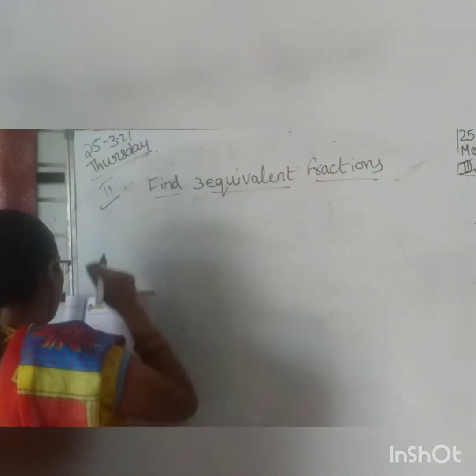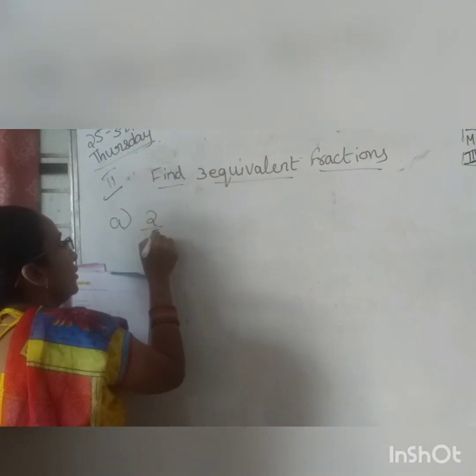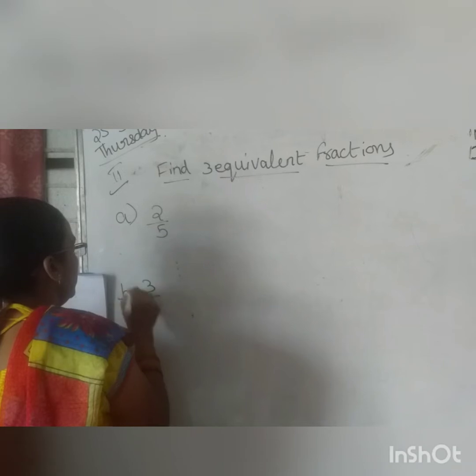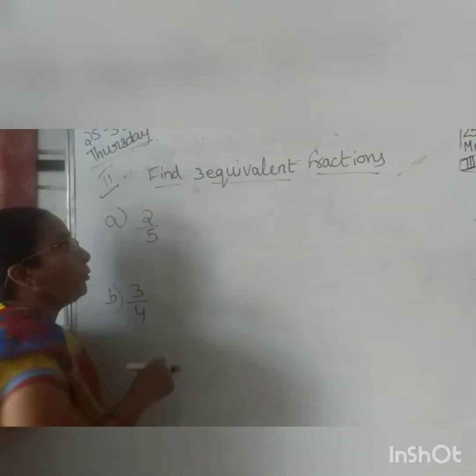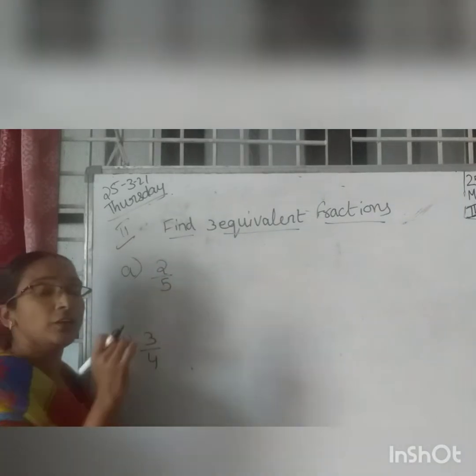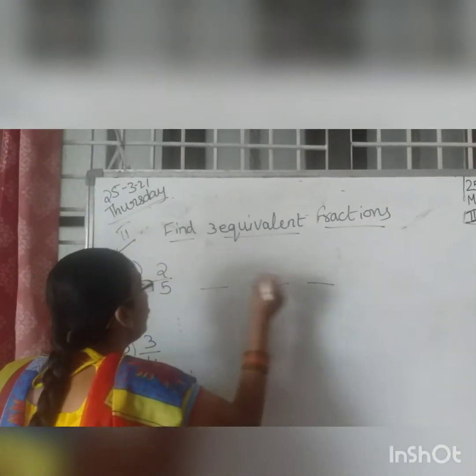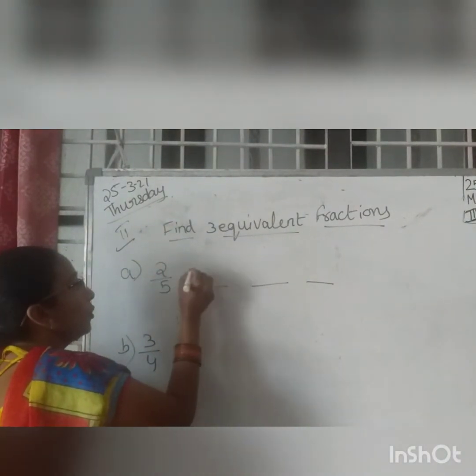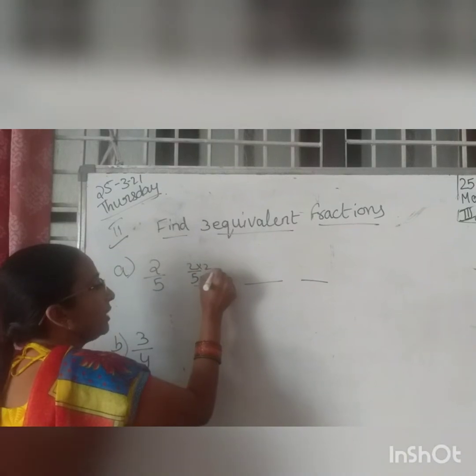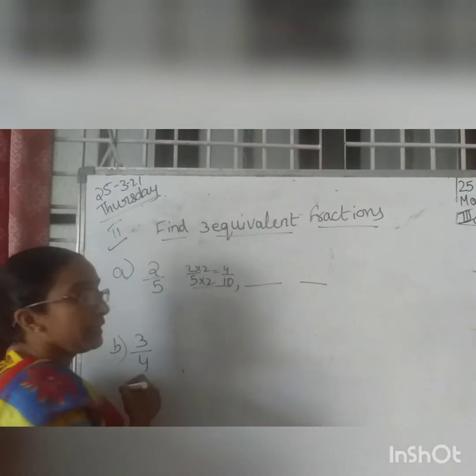How to write equivalent fractions? First one I will do, and the second one is for homework, children. See how you are going to write equivalent fractions, that means multiply the numerator and denominator by the same number. 3 numbers are asked. Multiply with 2: 2 by 5 into 2 into 2. What is the answer? 2 2s are 4 by 10. This is one: 4 by 10.